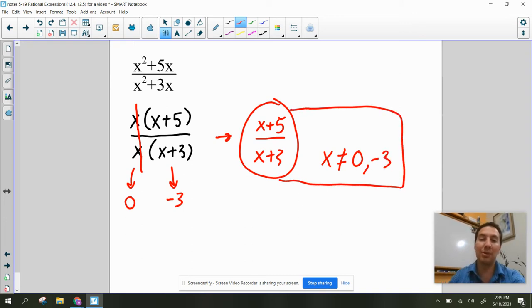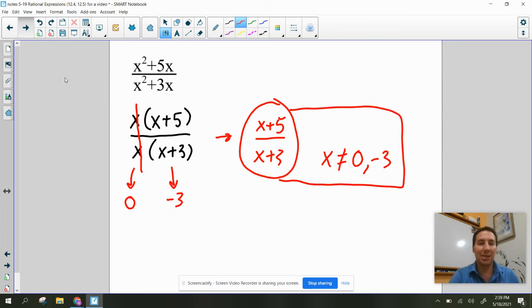So in these problems, I made a little drawing there. You're looking for two things. You first want to factor so you can simplify, but then you also want to find the restrictions, which are what would make the denominator 0. You are not allowed to divide by 0. So this is kind of confusing, but I think you'll get into it.